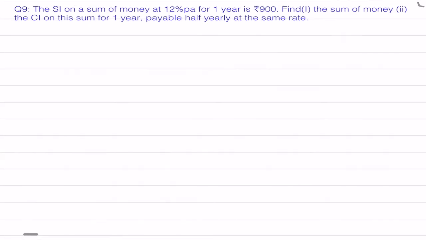Yes, children, the next question is question number 9. The simple interest on a sum of money at 12% per annum for 1 year is rupees 900. Find the sum of money and the compound interest on this money for 1 year but payable half yearly at the same rate and time.